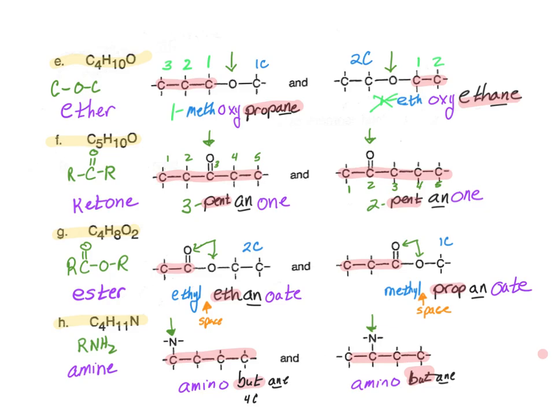No, they're not, because the amine group is on different carbon numbers. So the first one will be 1-aminobutane, and the second one will be 2-aminobutane. And those are some examples of positional isomers. The next section we're going to do is going to be about functional isomers, and that'll be on the next video.